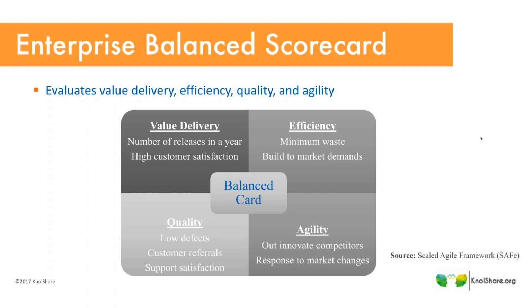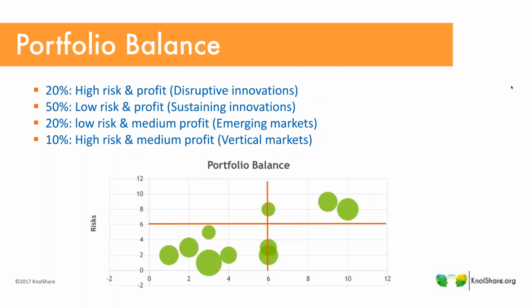Additionally, agility. I said out-innovate competitors. Be better than your competitors so that you could really begin to change the marketplace. And the market is always changing. So how do we inspect and adapt and respond to market changes in a very effective way? Now, through that, we'll talk about balancing your portfolio.